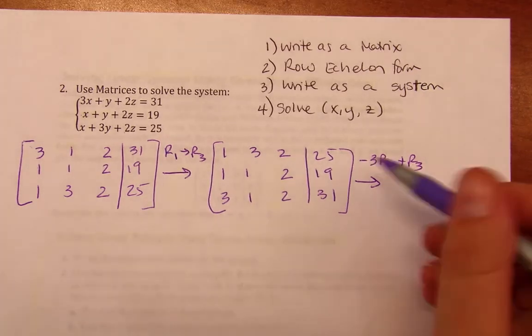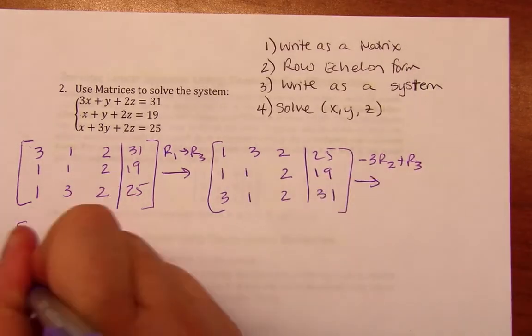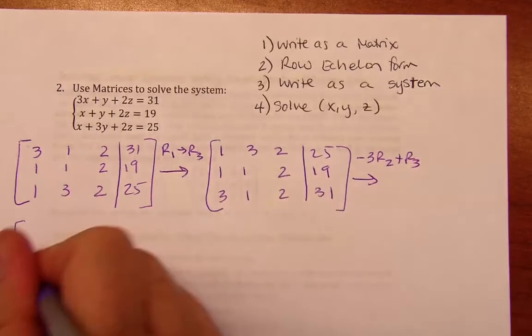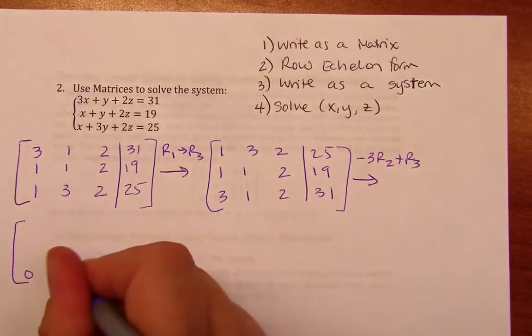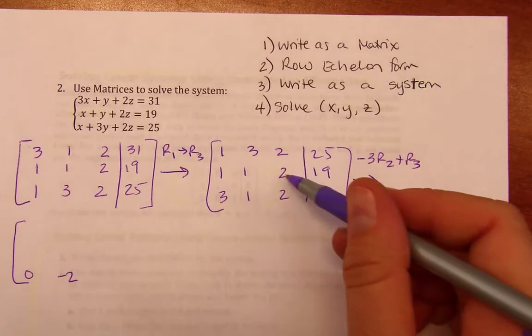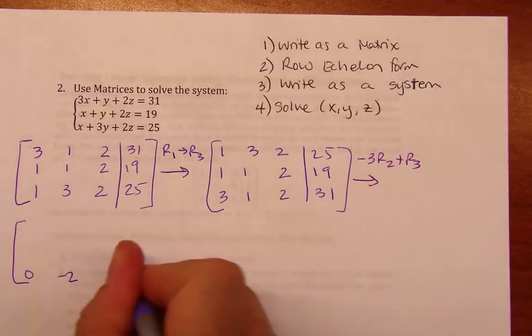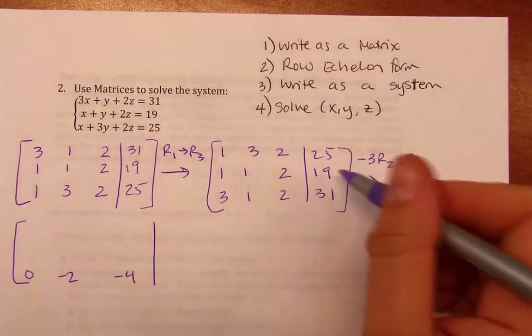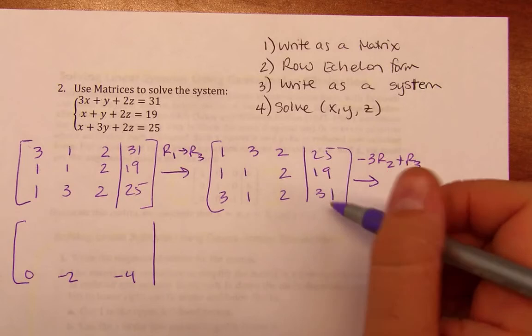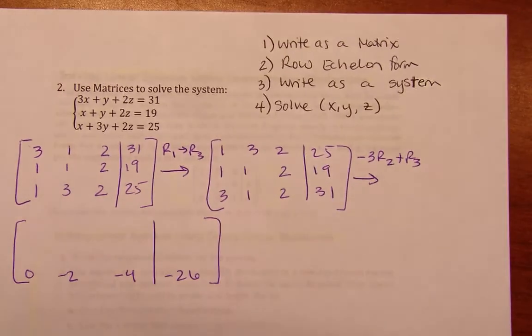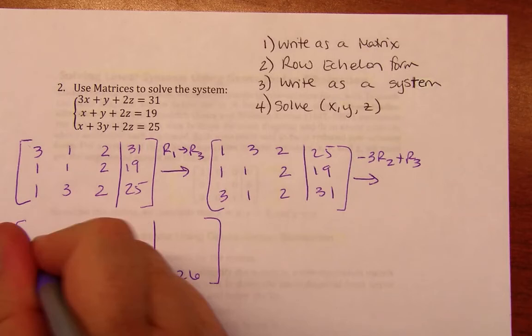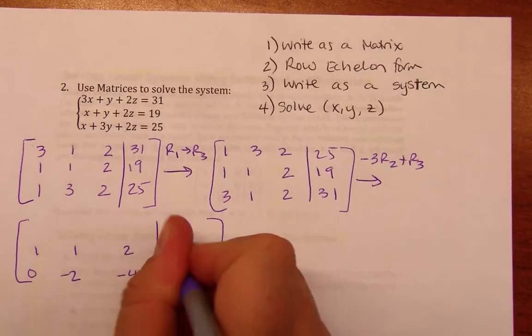So -3 times 1 is -3, plus 3 is 0. -3 times 1 is -3, plus 1 is -2. -3 times 2 is -6, plus 2 is -4. -3 times 19 plus 31 is going to give me -26. And none of the other rows changed. I didn't change any of them, so I'm just going to copy them down.